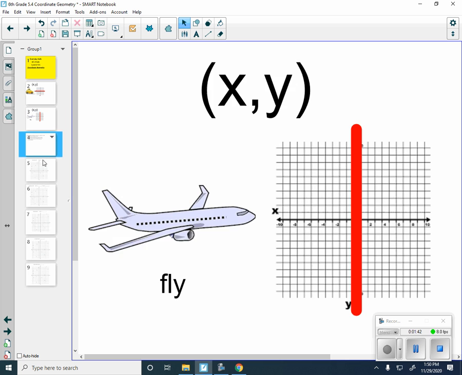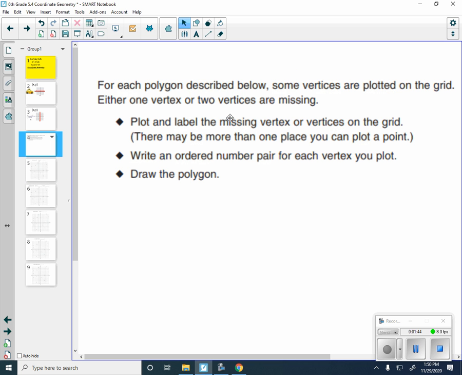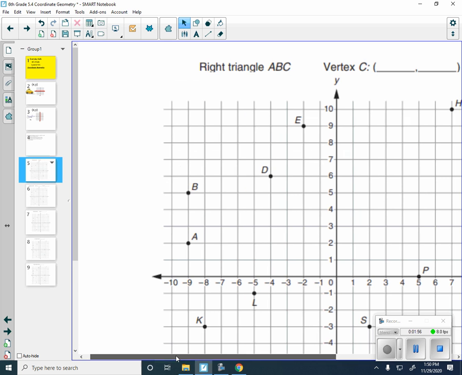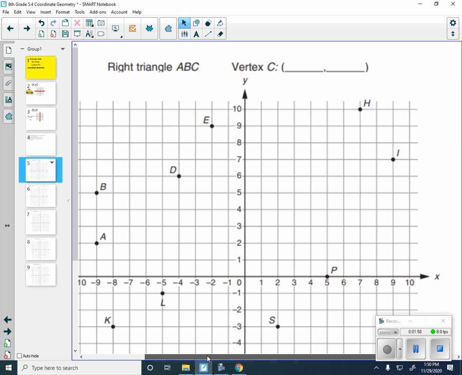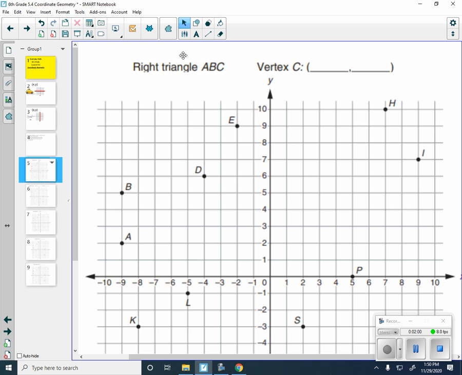Today, we're going to be plotting some points. You're going to be doing this in your math journal today for some extra practice. So really watch closely on how I do this, so it's a lot easier for you when you do it on your own. We have this grid right here. We have to make a right triangle using A, B, C, and we have to decide where C is going to go.